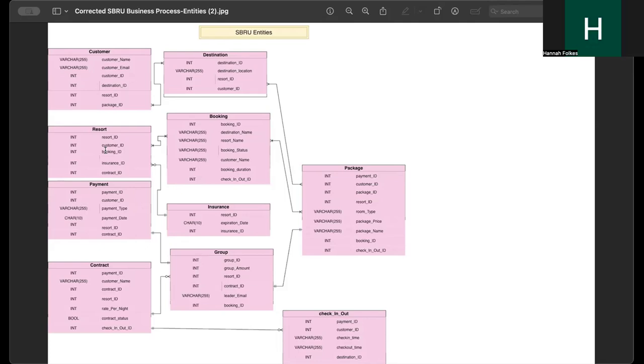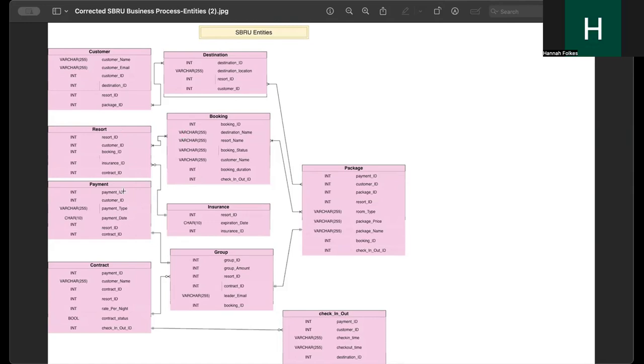Then we have the resort to booking tables, and they follow a many-to-many entity relationship, because there are many different resorts a customer can choose to stay at, and many different booking plans they can choose. The booking plan would just say how long the customer is planning to stay at the SBRU resort, and what time they're planning to check in and check out of that resort.